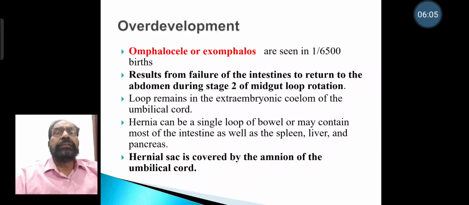Then omphalocele, seen in 1 in 6,500 births, results from failure of the intestine to return to the abdomen during stage 2 of the midgut loop rotation. The loop remains in the extraembryonic coelom of the umbilical cord. The hernia can be a single loop of bowel or may contain most of the intestine as well as spleen, liver and pancreas. The hernial sac is covered by amnion of the umbilical cord.